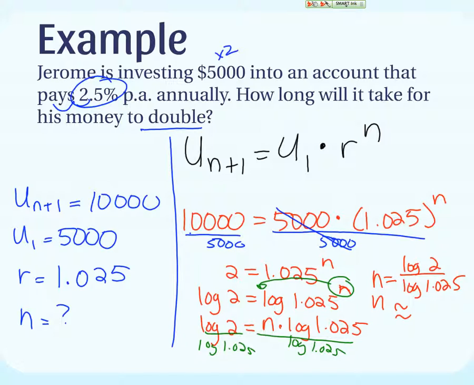How much time would it take us to get up to $10,000? What did you guys get? So 28.07, so about 28 or 28.1 years. So just over 28 years.